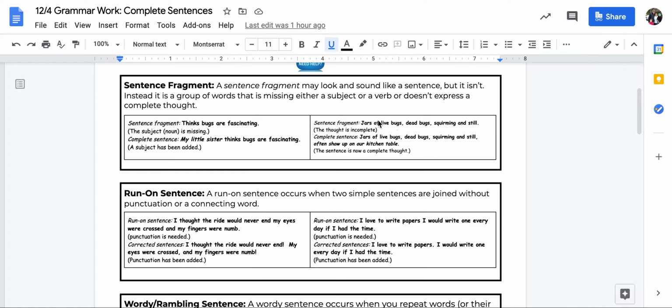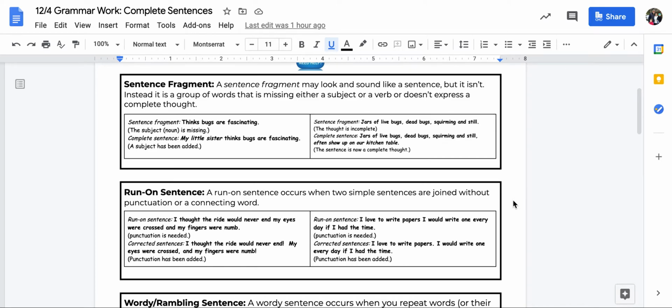Again, jars of live bugs, dead bugs, squirming and still. I know that the subject is jars of live bugs. What are they doing? Well, they're squirming and still, but it's not a complete thought. I have no idea what this sentence is talking about. So in order to complete it, I'm saying jars of live bugs, dead bugs, squirming and still often show up on our kitchen table. That's disgusting. All right, so fragments are missing a subject, predicate, or a complete thought.